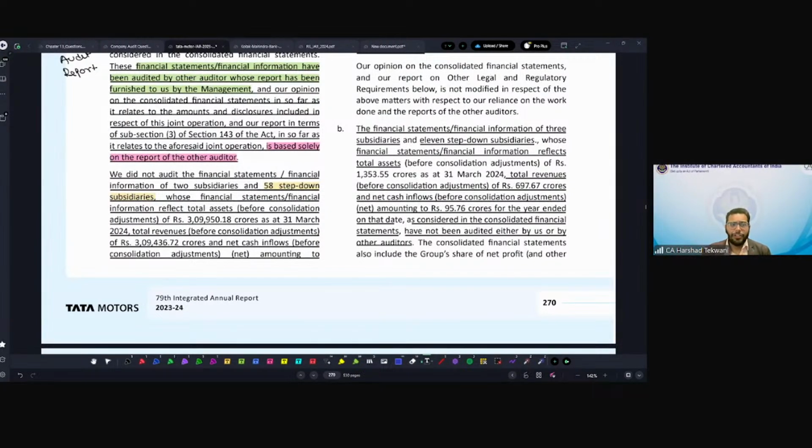So you might have a question: if this is not audited, then why are we not qualifying or modifying our audit report? We just now saw the opinion. It was an unmodified opinion. Why are we not modifying our opinion? Anyone?